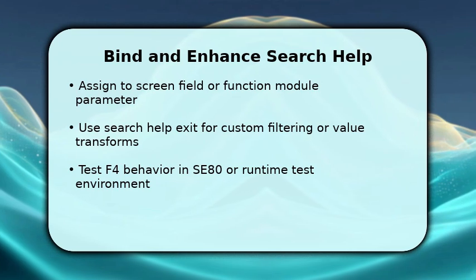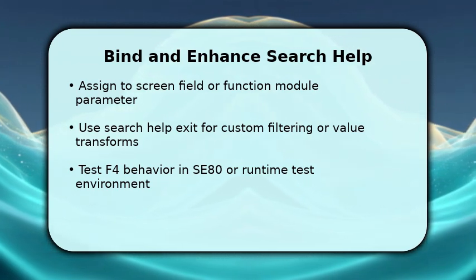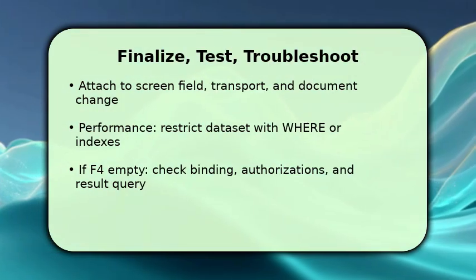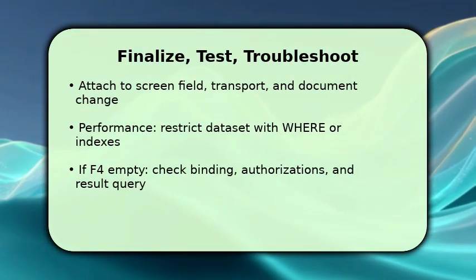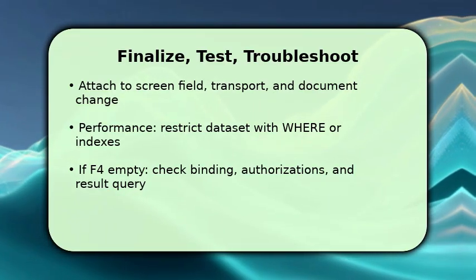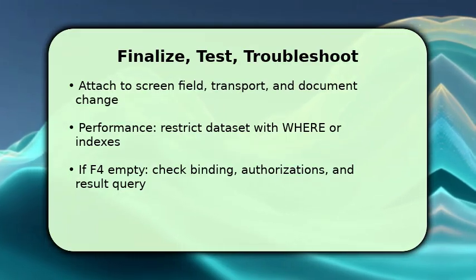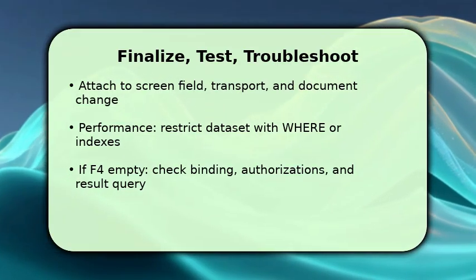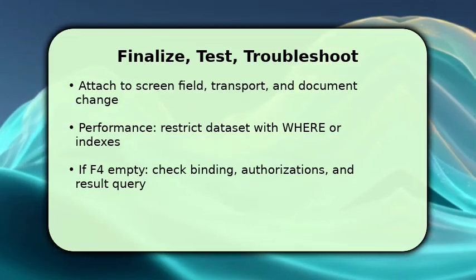Finish by linking the search help to the program screen, perform end-to-end testing, and place the object in a transport request. Make sure list performance is acceptable. Limit rows with where clauses or proper indexes to avoid slow F4 dialogues. Document the help in transport notes for support.